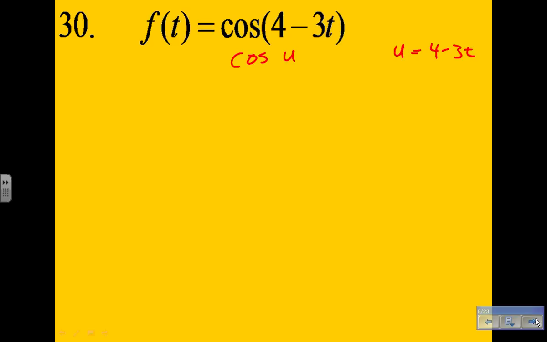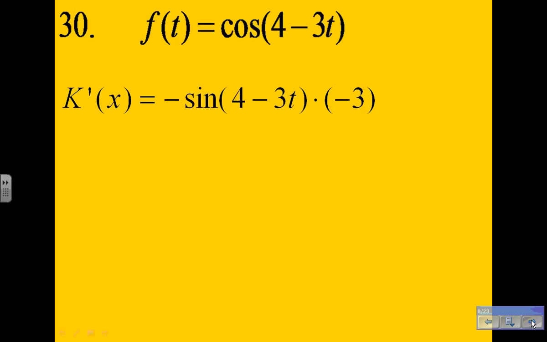So what's the derivative of cosine of u? Negative sine of u. And what's the derivative of the expression u with respect to t? Negative 3. So it's going to be negative sine of u times negative 3, negative 3 sine of u. So you end up with negative 3 sine of 4 minus 3t.